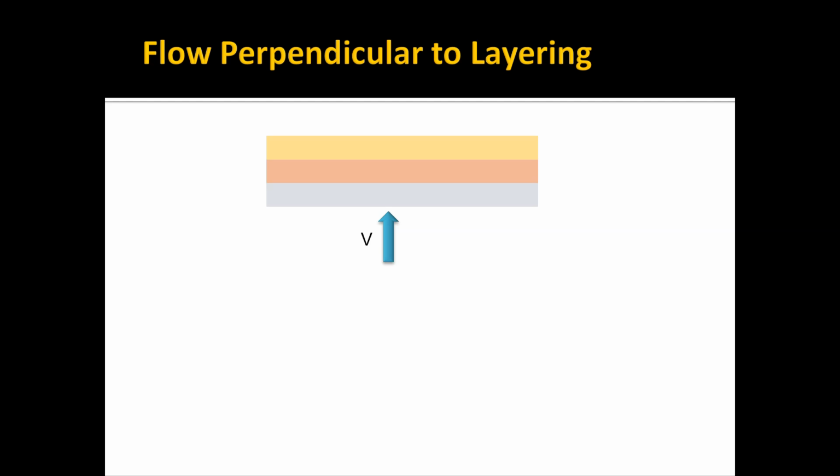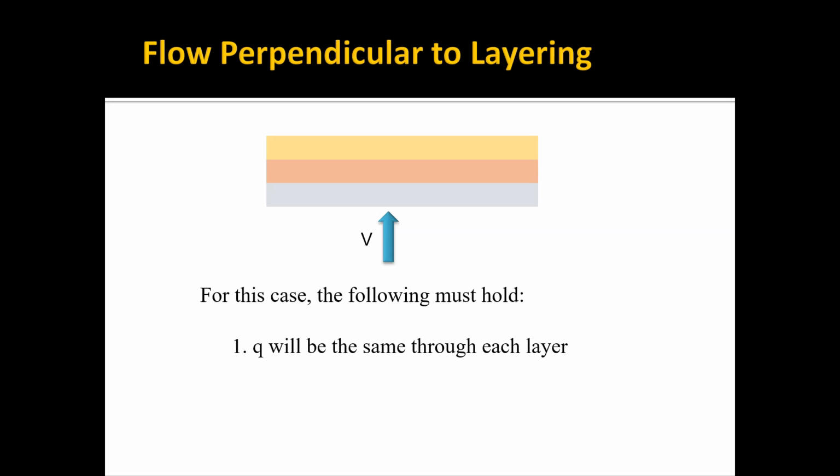And it could go either direction, but the point is we have a head differential that pushes the water perpendicular to the layering. And so now we're going to again come up with a different equation to develop an equivalent hydraulic conductivity that we can apply to this system as a whole. So now we have a different set of assumptions. For this case, the following must hold. One, the flow rate is going to be the same through each layer.